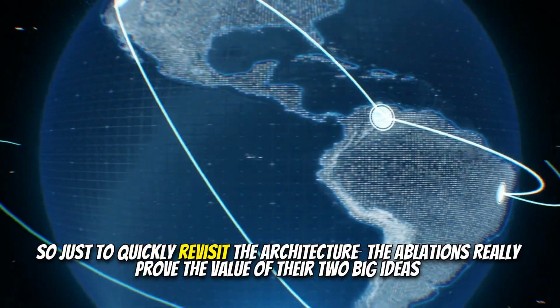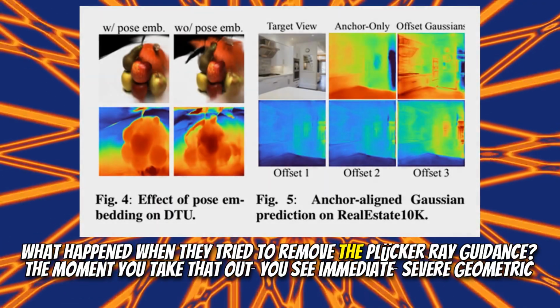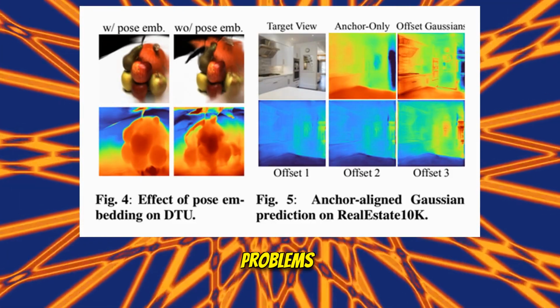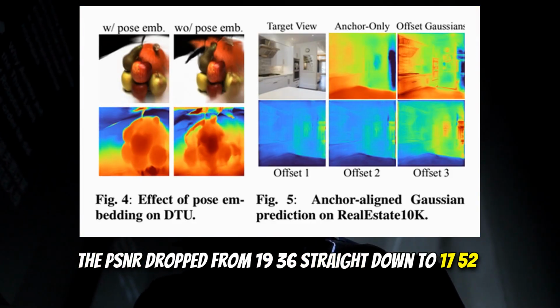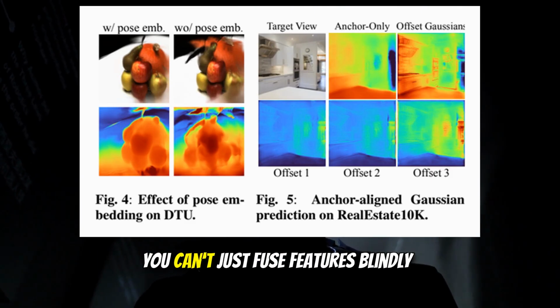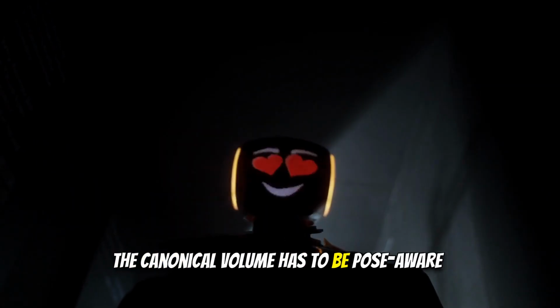So just to quickly revisit the architecture, the ablations really proved the value of their two big ideas. What happened when they tried to remove the Plücker guidance? The moment you take that out, you see immediate severe geometric problems. The PSNR dropped from 19.36 straight down to 17.52. So that confirms that geometric bias is essential. You can't just fuse features blindly. Not at all. Yeah. The canonical volume has to be pose-aware.